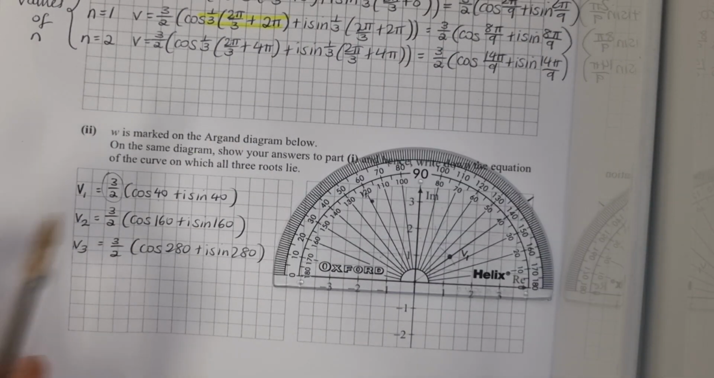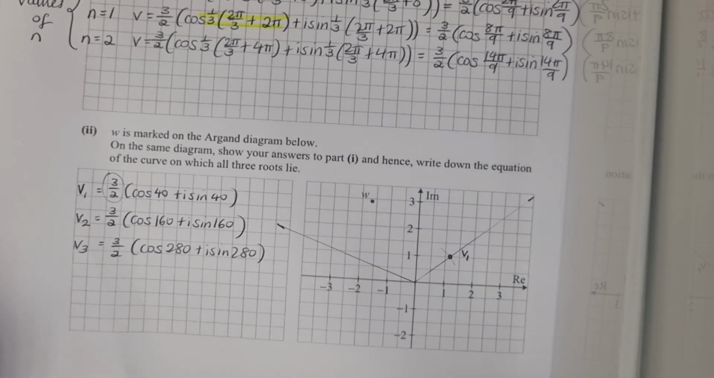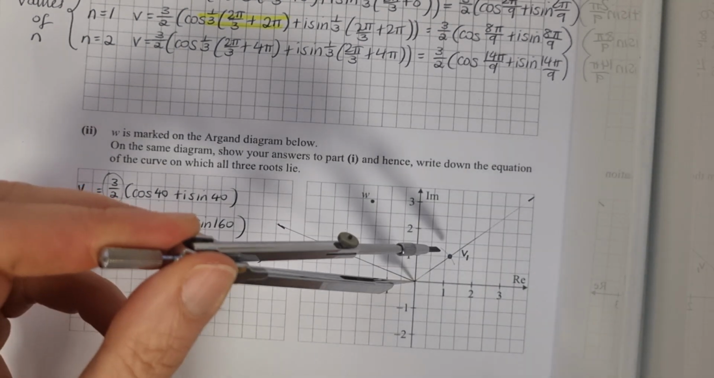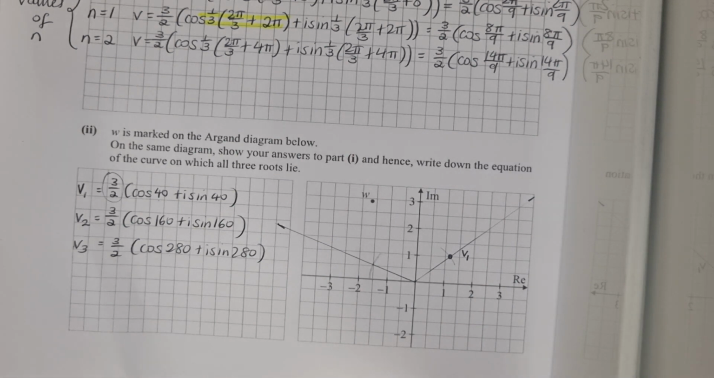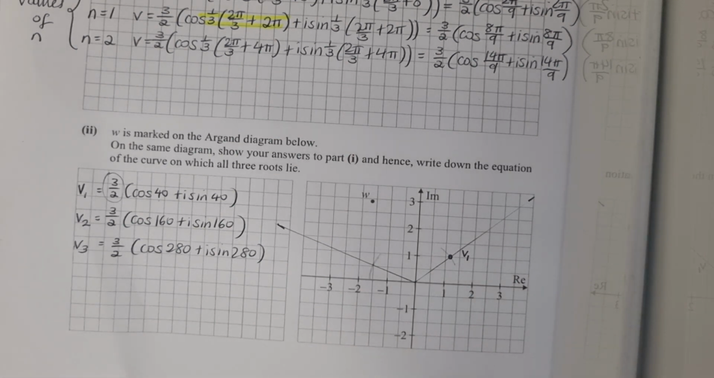Back to the origin, this time measuring an angle of 160. And again, I'll just connect that back to the origin to make it clear for myself. I haven't altered the radius of my compass, so I'll just come and I'll draw another little arc on that line this time. And that's going to identify where V2 is located.